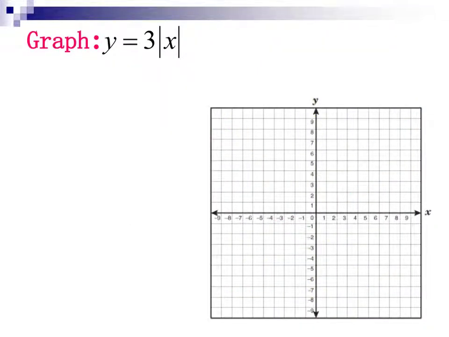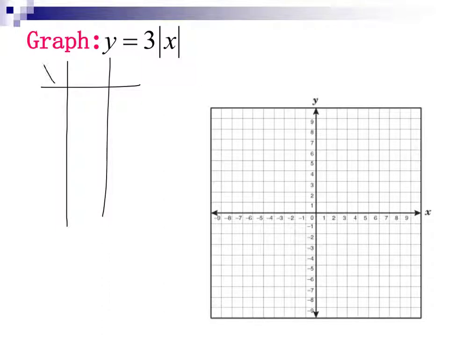For this one, we have a stretch. We actually have that a value out in front now. So what we're going to do to make it easier is we're going to make a table of values. Alright, so we'll have our x's are 3 times that absolute value, and our y. Go ahead and just pick a couple points. Usually -1, 0, and 1 is sufficient.